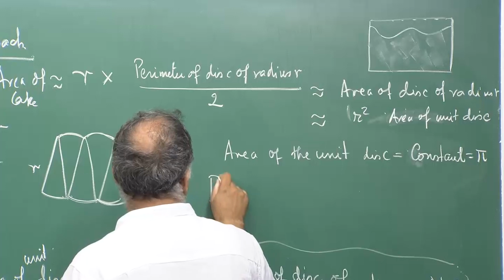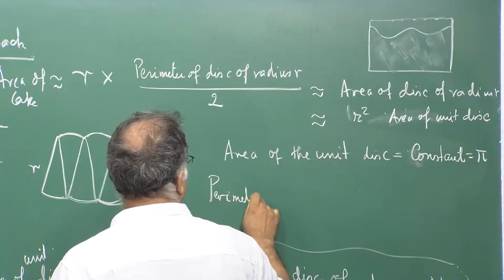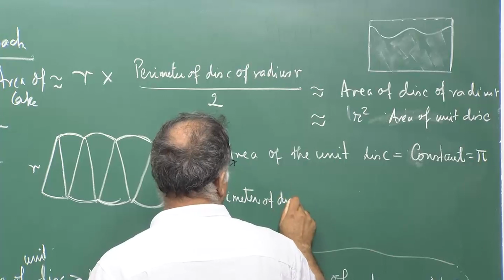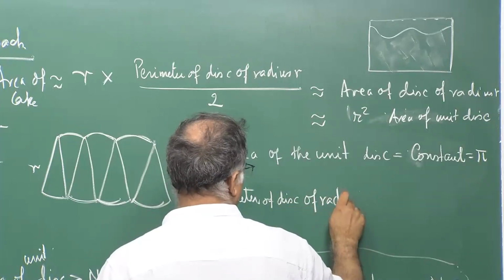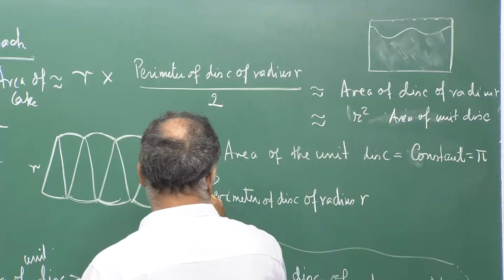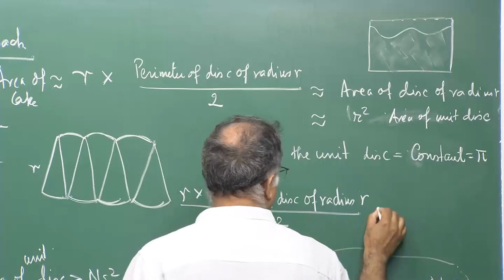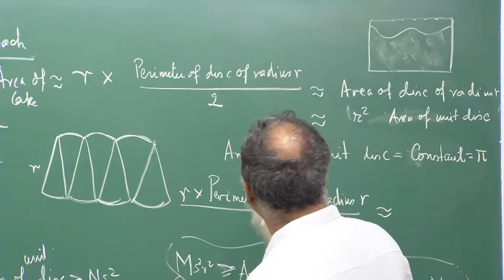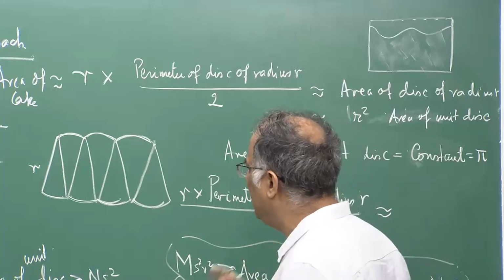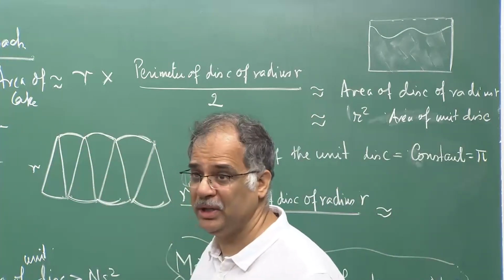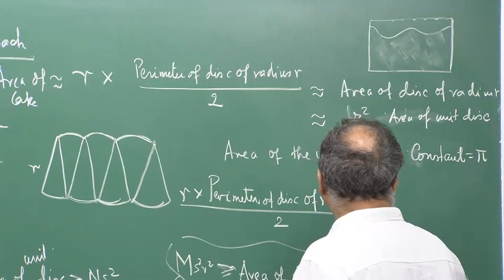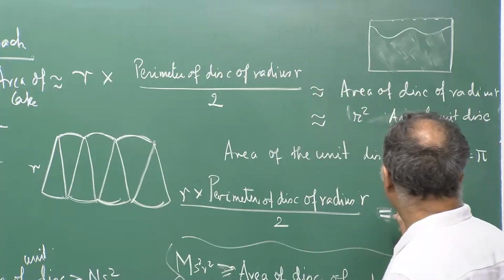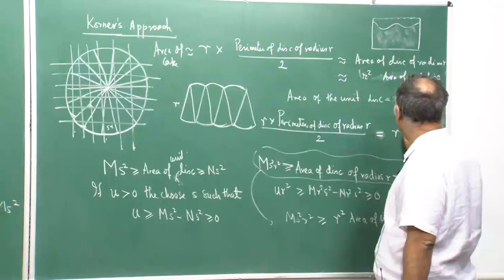It shows that the perimeter of a disk of radius r into r by 2 is equal to, so as you do better and better approximation, in the limit this gets better and better, because as you make this thing smaller and smaller, the approximations become better and better. So this approximation finally, let us say, becomes equal. These are all just approximation arguments, by the way, and this is nothing but r square into pi, the constant.